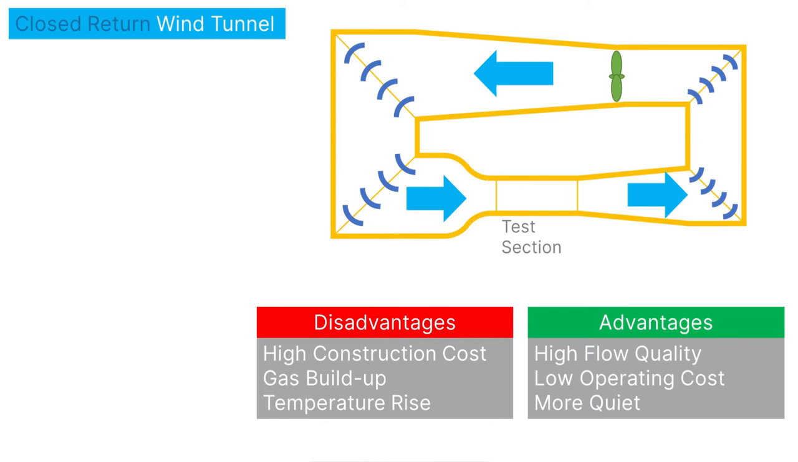Then there's the closed return tunnel, in which the exit air is being fed back into the inlet. This design is much more energy efficient, as the fan only needs to overcome the losses in the circuit, and it's a lot quieter too, and has a potential for a higher flow quality. Downsides are, because the air circulates, it can heat up quite a lot, sometimes even requiring cooling, and smoke and exhaust gases can accumulate inside.